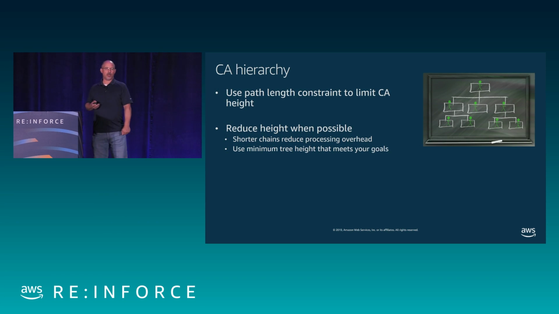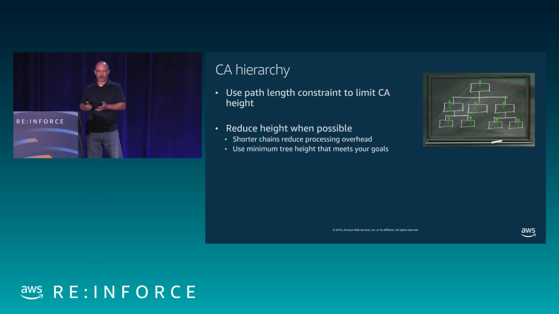Next, a couple points about constructing your CA hierarchy and how do we think about the hierarchy. One of the important constraints is what is the height of the CA hierarchy. And in this tree diagram, this has a height of 3, and that's basically counting each level, starting with the root and 1 for each level.